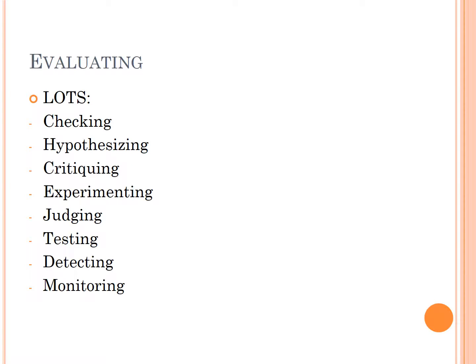The fifth step is evaluating and involves students commenting on or critiquing something. LOTS include checking, hypothesizing what will happen in a science experiment, critiquing a poem written by a famous author, experimenting with different ways to solve a word problem, judging, testing their hypothesis, detecting spelling or grammar errors in their papers, and monitoring.